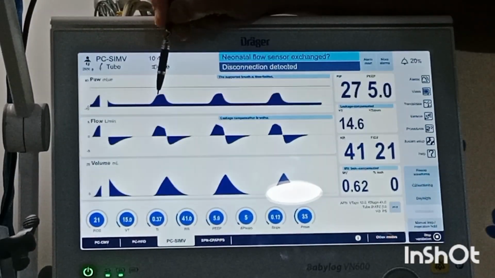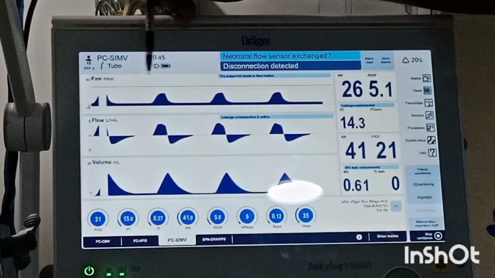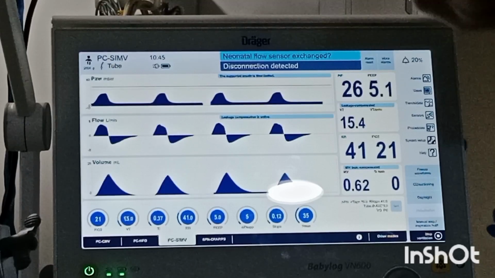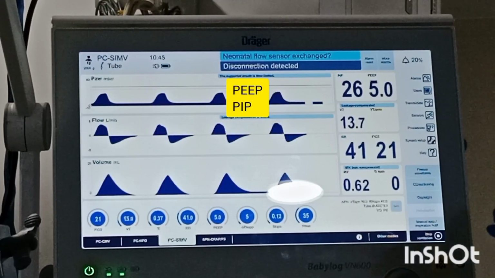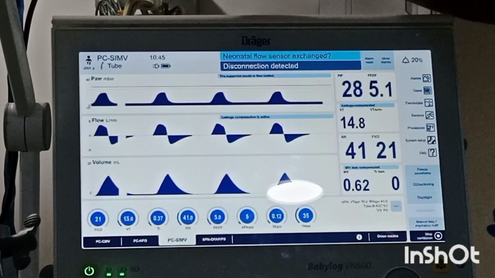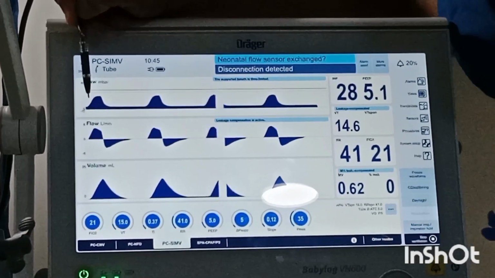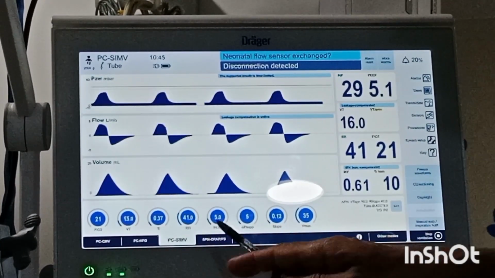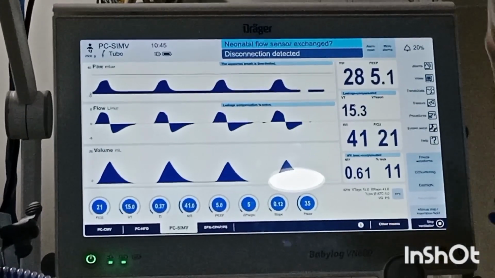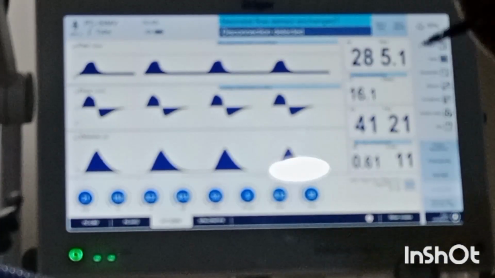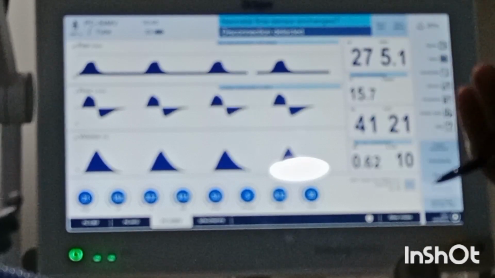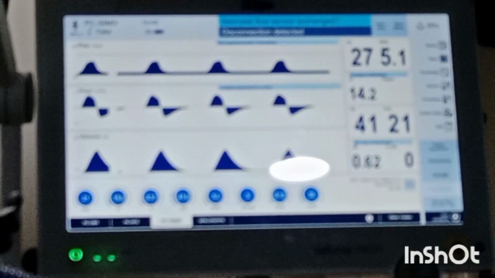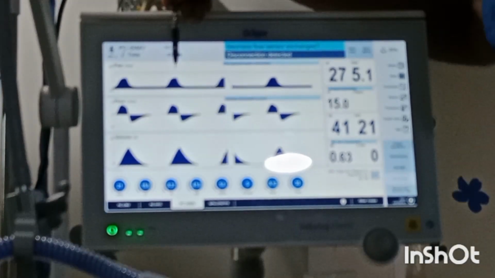Now, what is this pressure? Pressure has two important components, PEEP and PIP. This PIP is preceded by PEEP. That is very important. Even at the end of expiration, some amount of pressure is still there in the lungs to maintain the functional residual capacity. So it has PEEP and it has PIP.